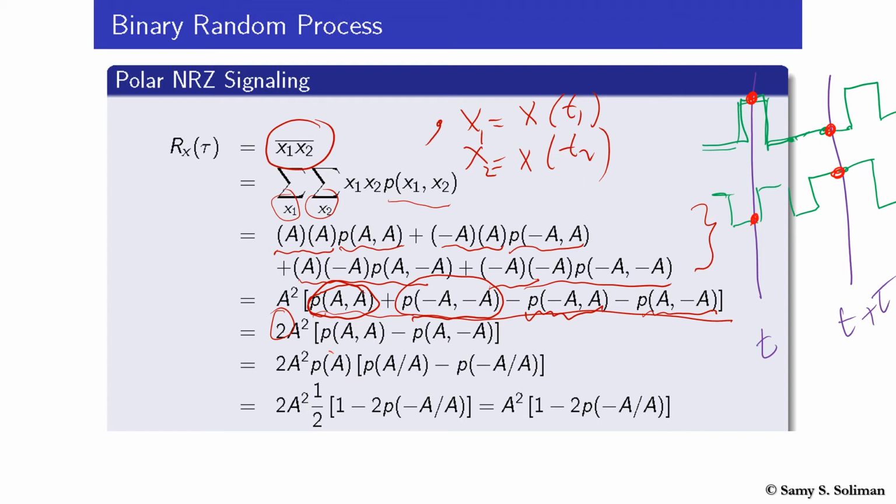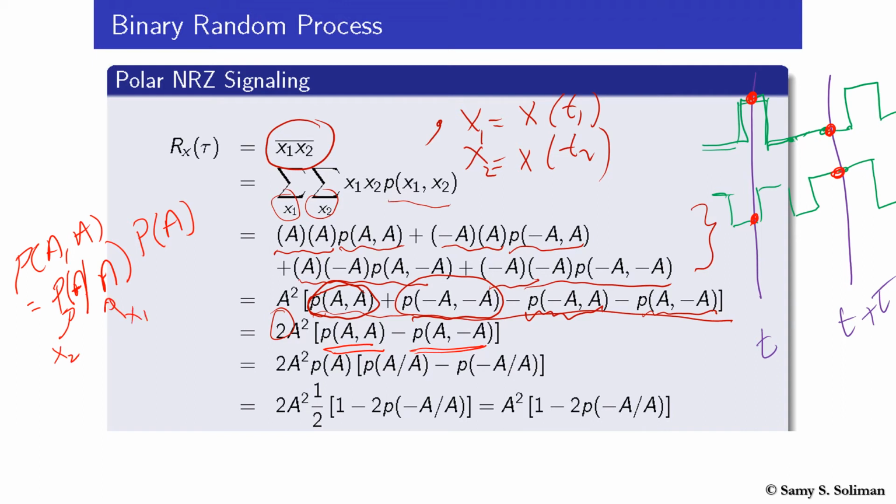Moreover, these joint probabilities, probability of A and A and the probability of A and negative A, can be calculated using Bayes' rule, where probability of A and A, the probability that x1 is equal to A and x2 is equal to A, is equal to the probability that x2 is A given that x1 is A times the probability that x1 is equal to A. So again, this is x2 equal A given that x1 equal A.